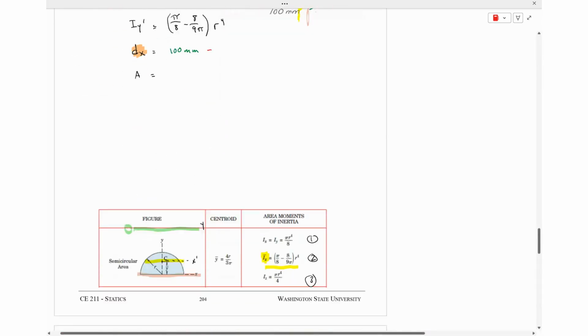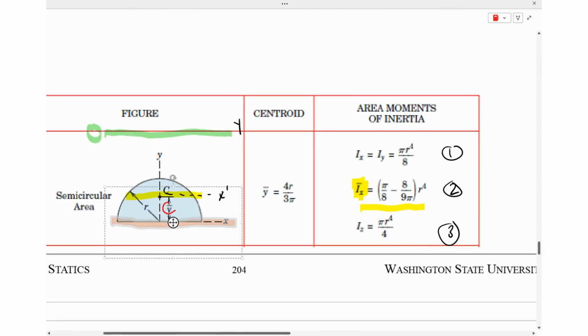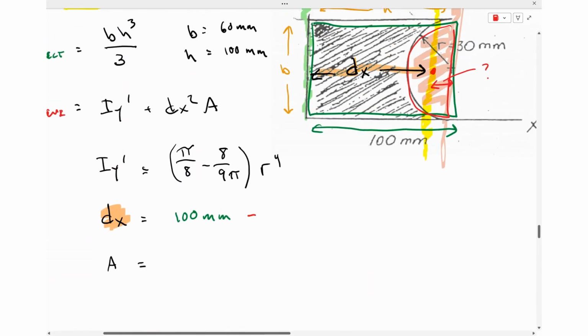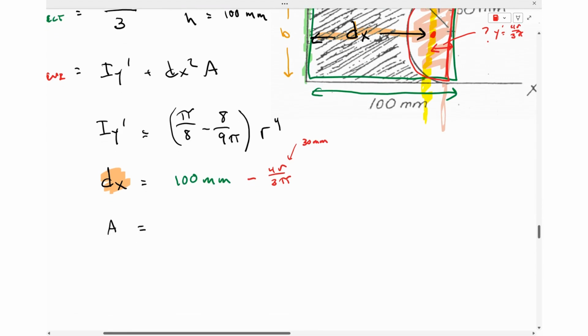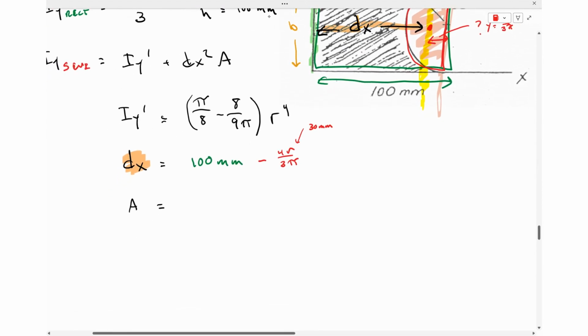Now, what is that distance? You'll come back to here. You remember that this y prime represents the 4r over 3 pi from the base of that triangle here back to the centroid, which is what we're doing, from the base to the centroid. That's our y prime, which is equal to 4r over 3 pi. So we subtract that 4r over 3 pi. Just to be clear, the 30 millimeters is our R value. We'll put that in. And then finally, our area is going to be very simply pi r squared over 2.